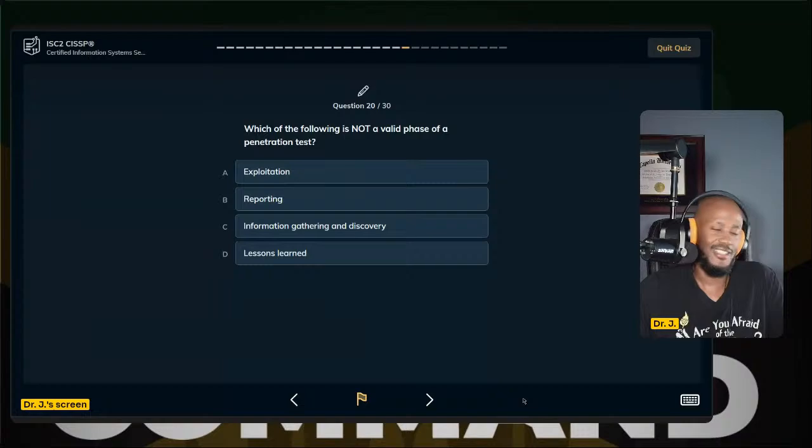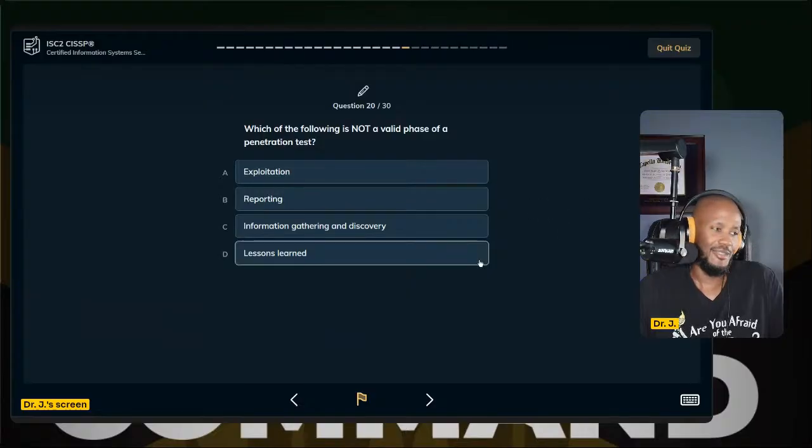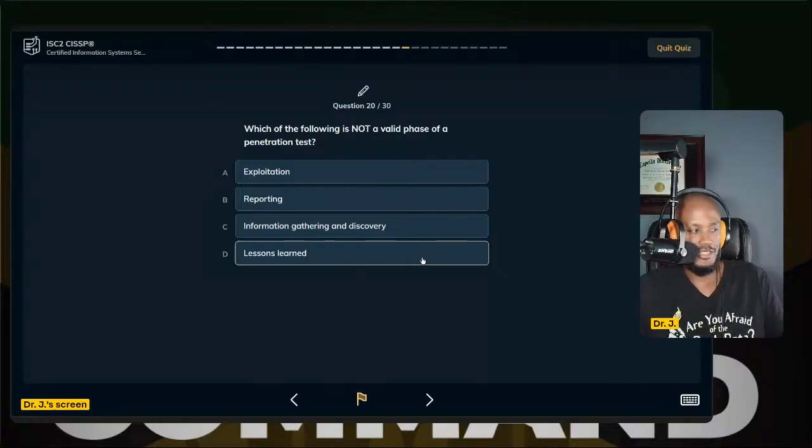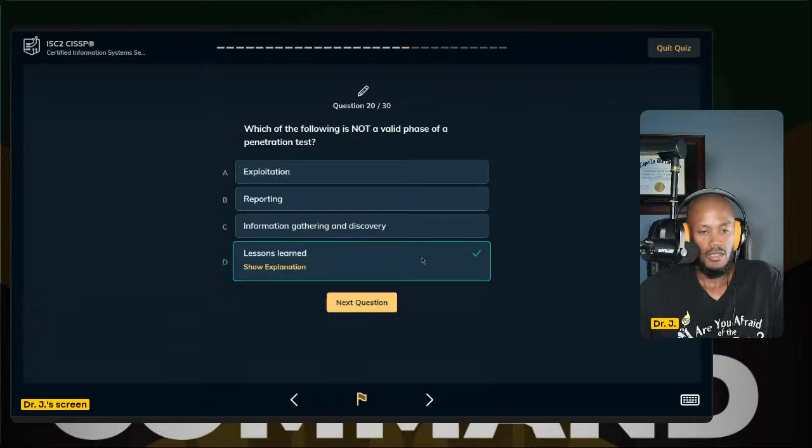I guess. All right, let's see. I'm still kind of halfway thinking lessons learned. Pick your answer. And again, I could be wrong too, but for me, I just don't see lessons learned as part of it. No, you're right. I just looked it up. It says reconnaissance, scanning, vulnerability, exploitation, and reporting. So I guess lessons learned is not in there. So you're probably right.